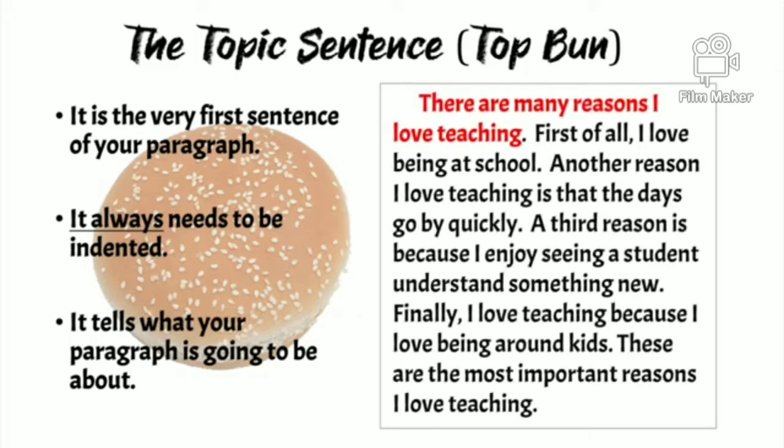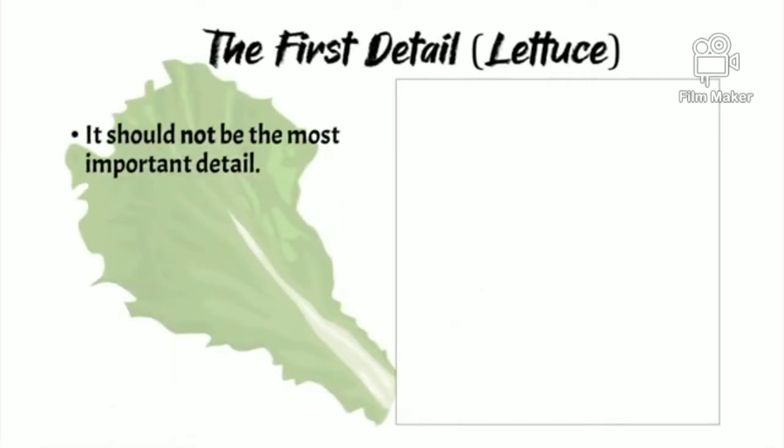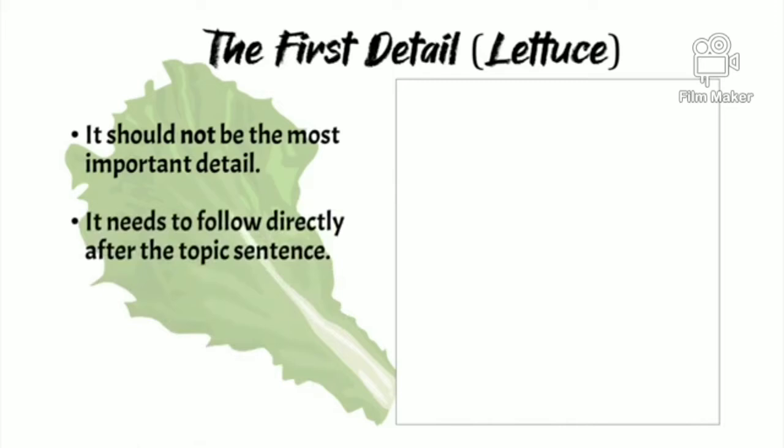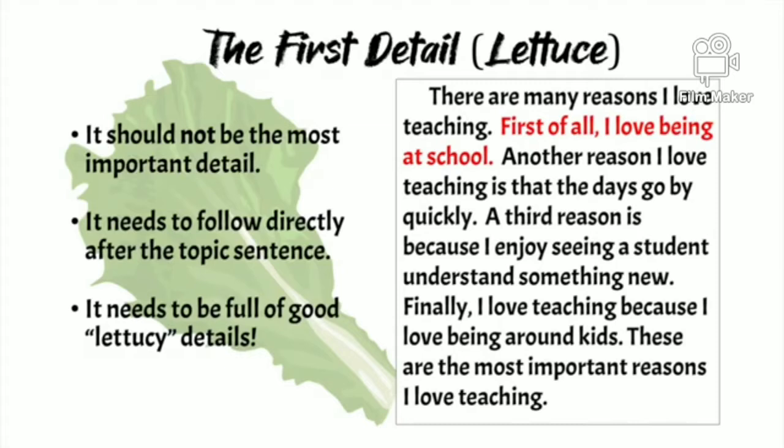So let's look at the example. There are many reasons I love teaching. So we have the indent, that space before the first sentence. Then the first detail, that would be your lettuce. It should not be the most important detail. It needs to follow directly after the topic sentence, and it needs to be full of good lettucey details. Yes, let's look at the example. First of all, I love being at school.